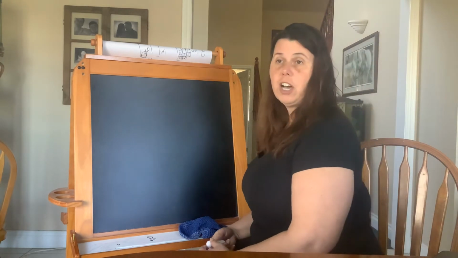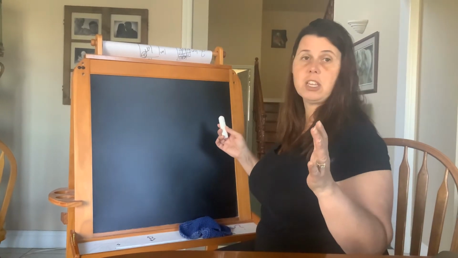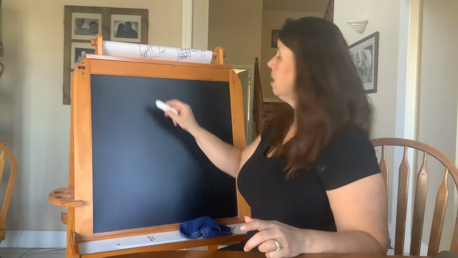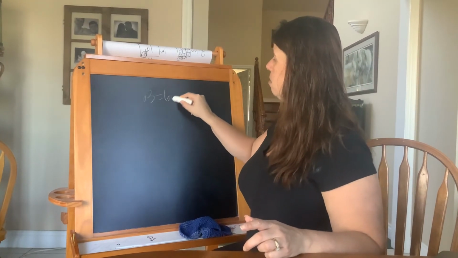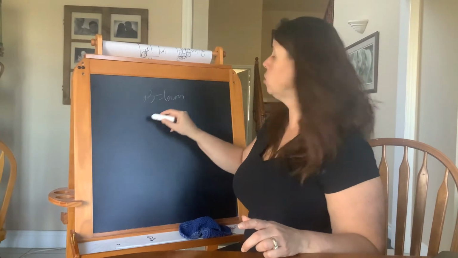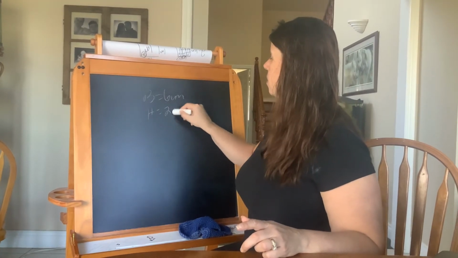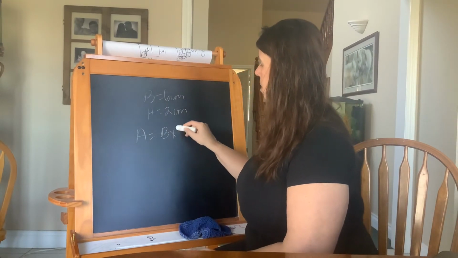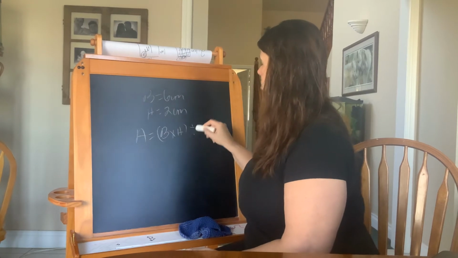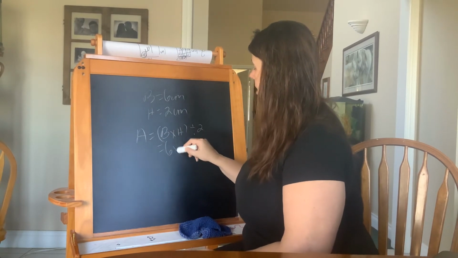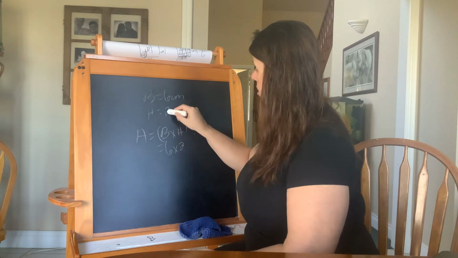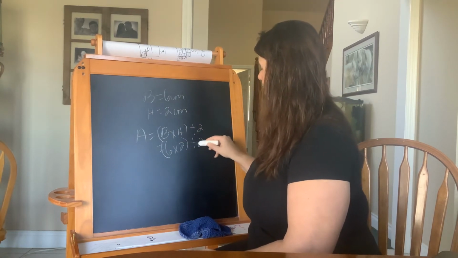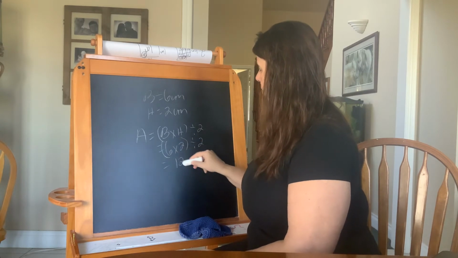Okay, question 5. You're going to do the exact same thing you've been doing. All you're doing is substituting in numbers, so I'll do the first one with you. The base is 6 centimeters. The height is 2 centimeters. So I always start with my formula. Area is base times height divided by 2. So I'm going to go 6 times 2. 6 is my base, 2 is my height. 6 times 2, I'm putting those back in brackets, divided by 2. 6 times 2 is 12, divided by 2.